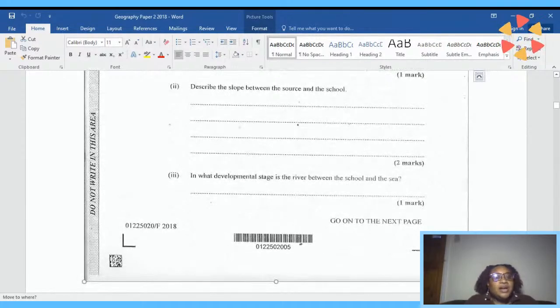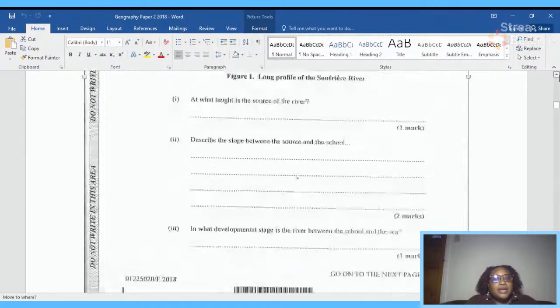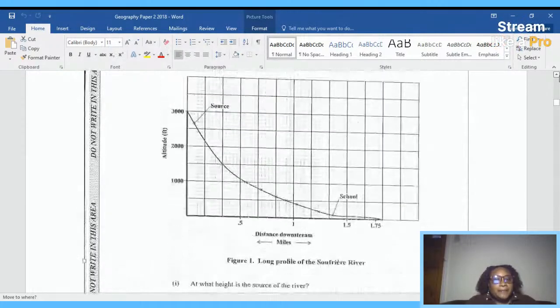So let's go. The other question: in what development stage is the river between the school and the sea? What developmental stage? Meaning which stage of the river or which course of the river is the river between the school and the sea. So let us look at the school and the sea.